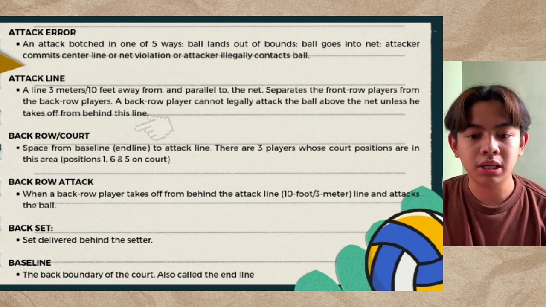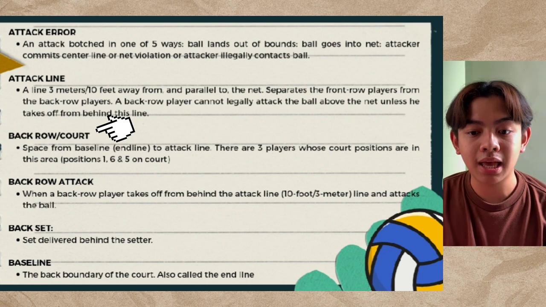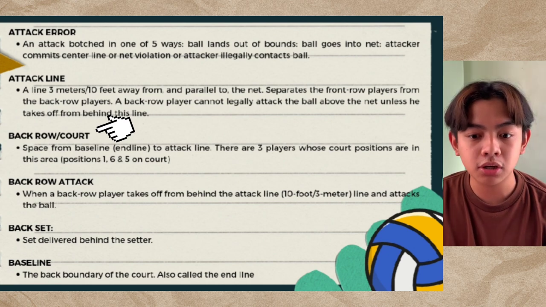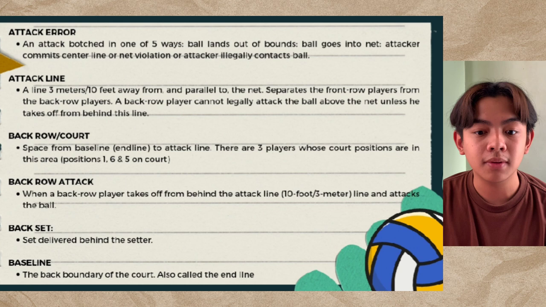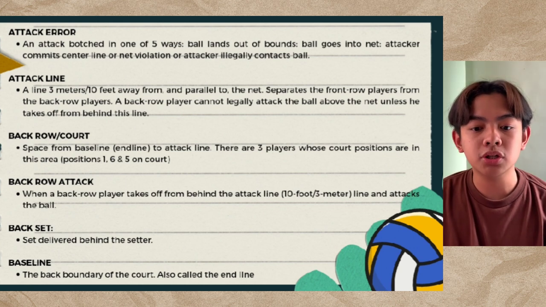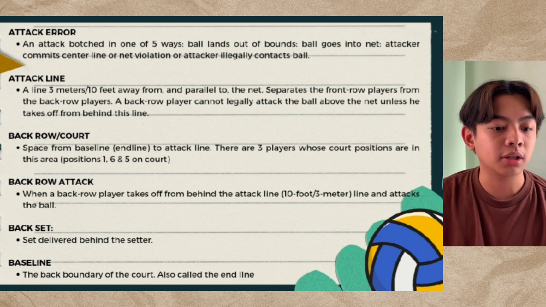Back row court is the space from the baseline and line to the attack line. There are three players whose court positions are in this area. Yung nga, kakasabi ko lang na yung position 1, 6, and 5 on the court.